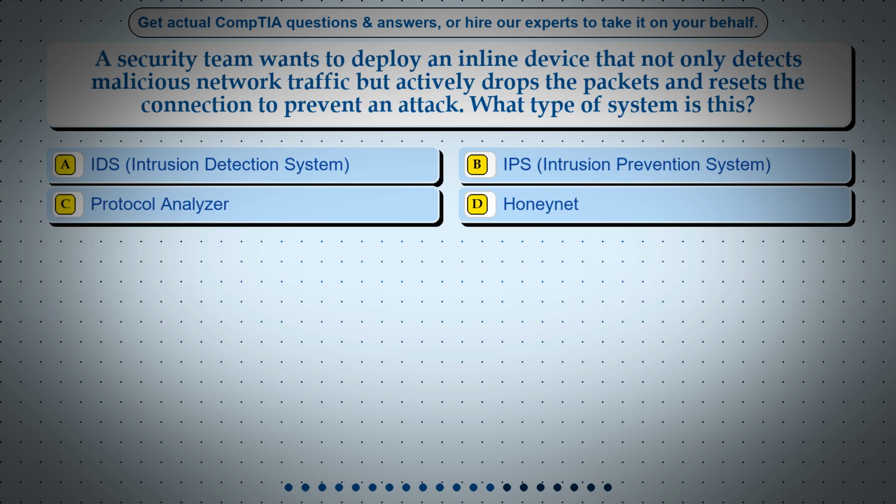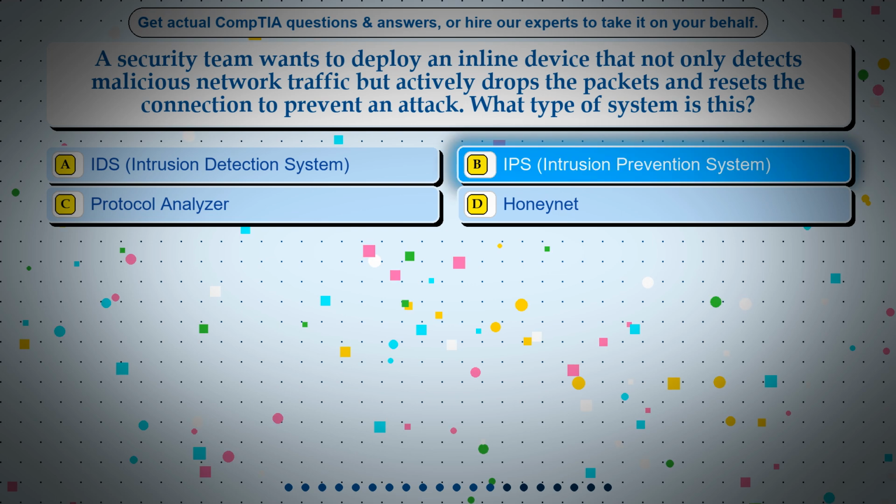Question 13. A security team wants to deploy an inline device that not only detects malicious network traffic but actively drops the packets and resets the connection to prevent an attack. What type of system is this? Option A, IDS, Intrusion Detection System. Option B, IPS, Intrusion Prevention System. Option C, Protocol Analyzer. Option D, HoneyNet. The correct answer is option B.